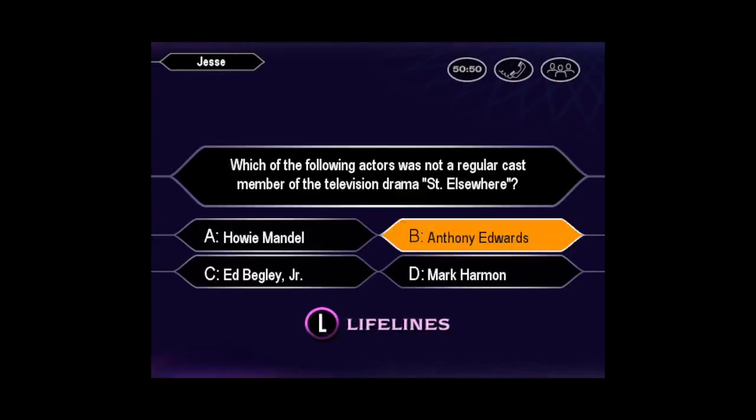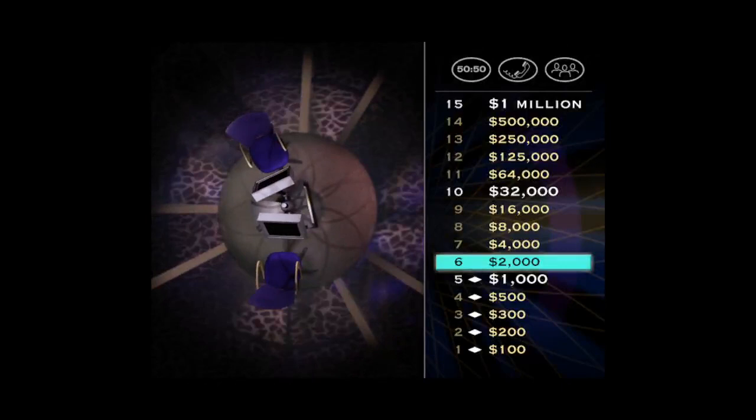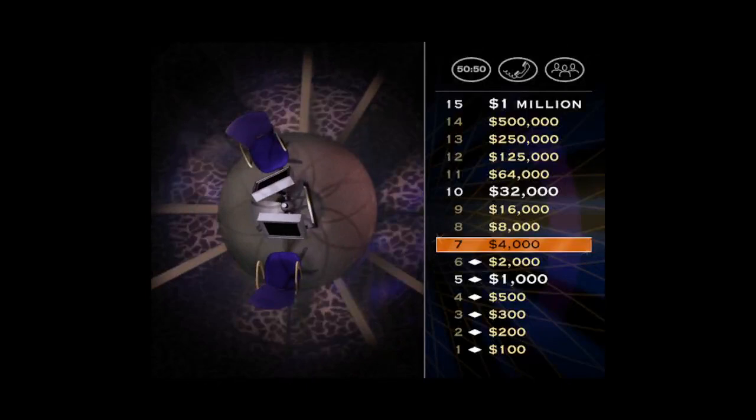Quick choice. You want B. That's right. You're making money hand over fist. Can you believe this? Now let's keep going for $4,000. Here it comes.